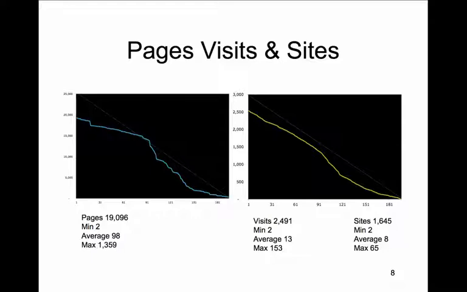Visits occur when some remote site makes a request for a page on your server for the first time, and sites are the number of unique URIs that make requests to the server.